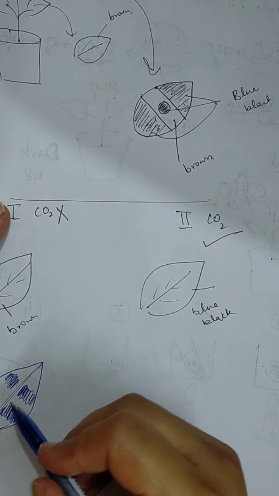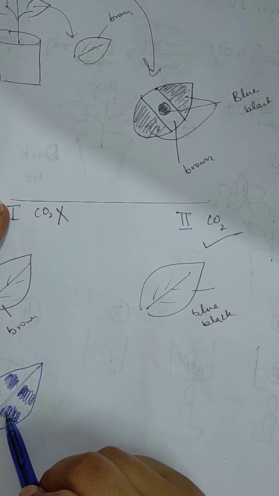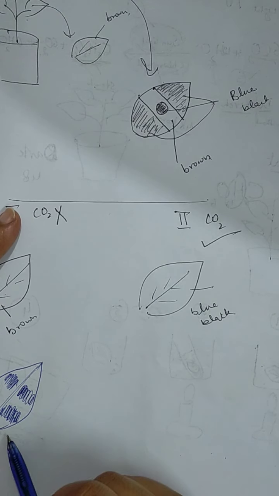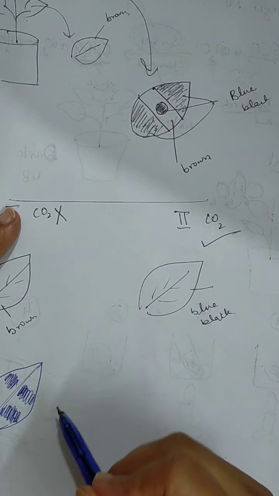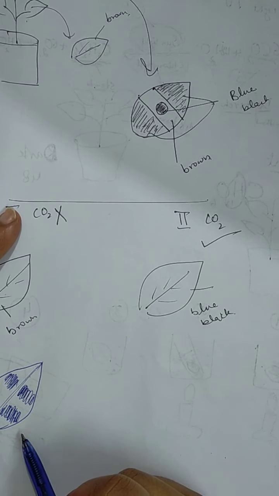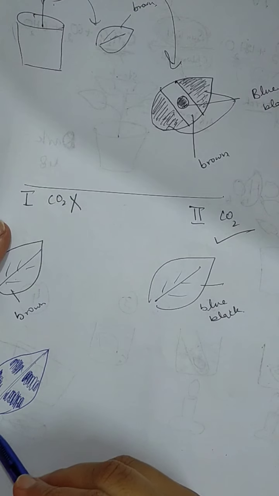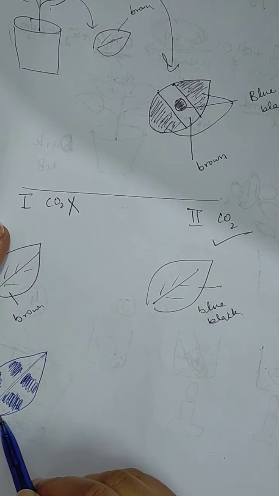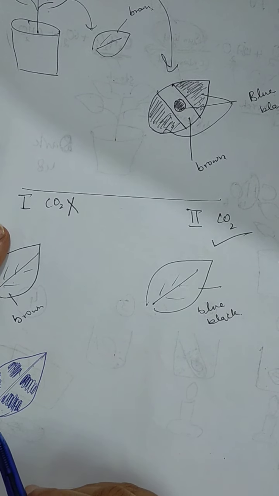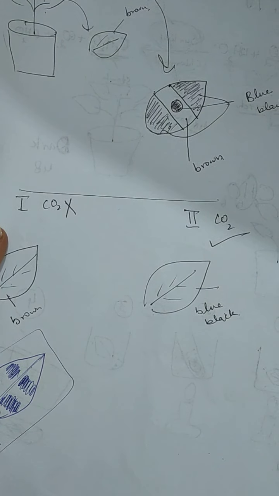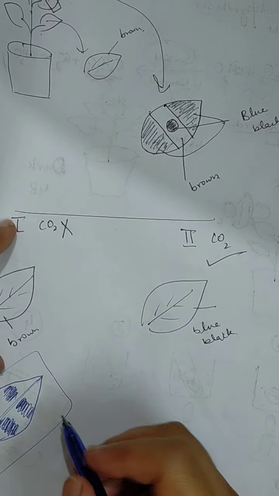First of all, we will again take that potted plant and de-starch it by keeping it 48 hours in darkness, and after that we have to perform a starch test. Already in the previous video I told you the method of how we perform the starch test. First we will de-starch that plant, then after de-starching we will keep that potted plant in sunlight for 5 to 6 hours, and after that we will take a leaf and pass it through the procedure of the starch test. Now what will happen?